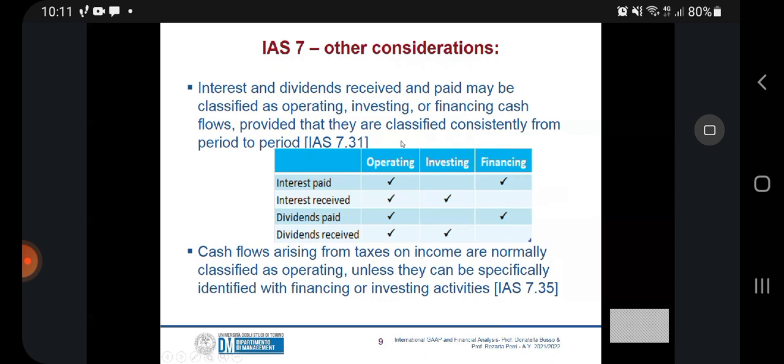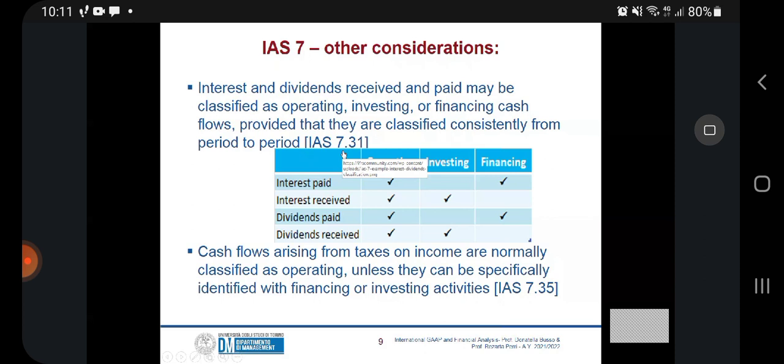My question is, what is the outcome if I put it in the operation or financing? For example, I categorize the interest paid in the operation sector or the finance. Okay, what is the outcome of that?